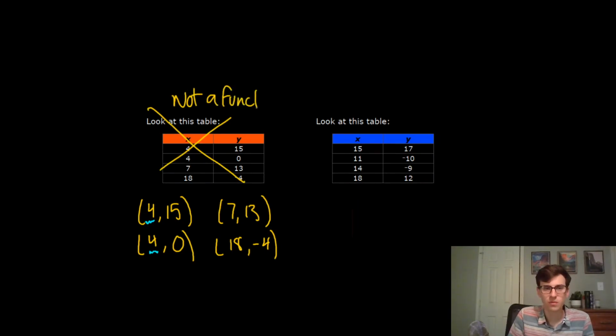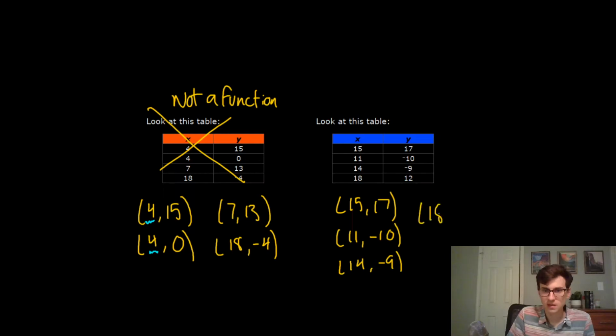Let's look at this table. 15 goes to 17. 11 goes to -10. 14 goes to -9. And 18 goes to 12. 15, 11, 14, 18, those are all different. So since none of them are the same, I don't even have to worry about it. This is a function.